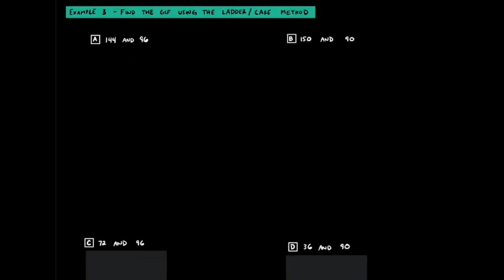At this point, I've shown you two ways of finding the GCF. The first one was by listing, and the second one was by using prime factorizations. In example 3, I'm going to show you a third method called the ladder or the cake method for finding the GCF. If you can remember the algorithm for this method, it's going to be the quickest and most efficient method for you to use.